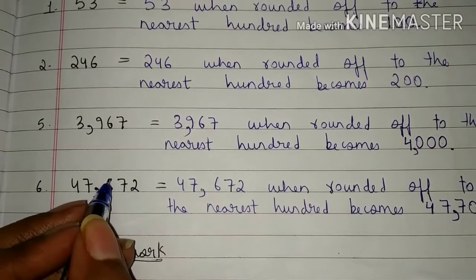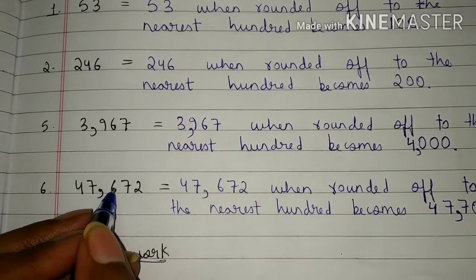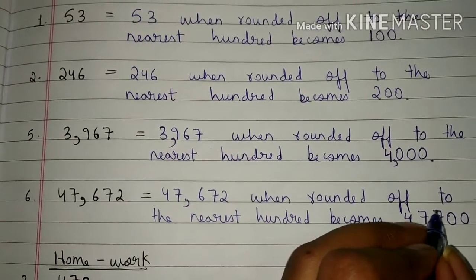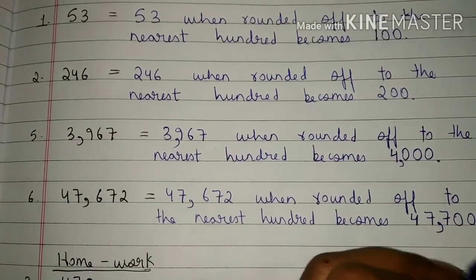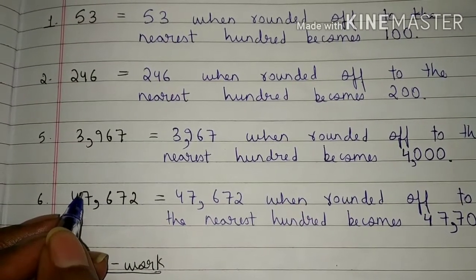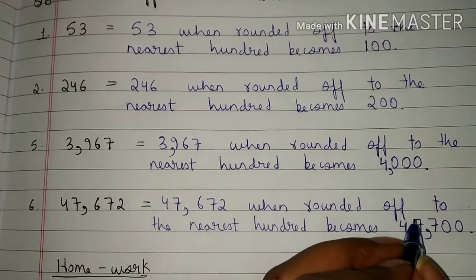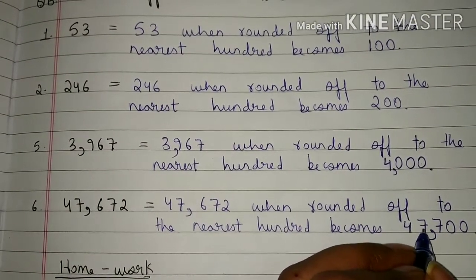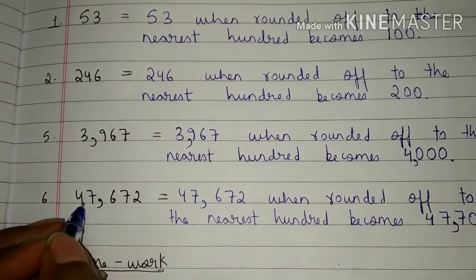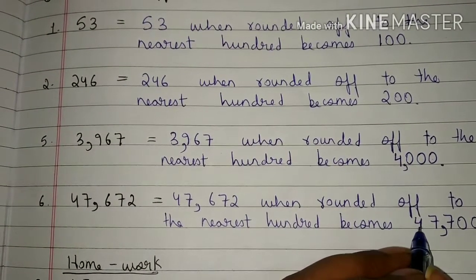So, here in the hundred place, digit is 6. So, 6 plus 1 is 7. So, you will write 7 in the hundred place. Here in the thousands place, digit is 7. Students, you will write 7 as it is in the thousands place. Here in the 10,000s place, digit is 4. You will write 4 in the 10,000s place as it is.